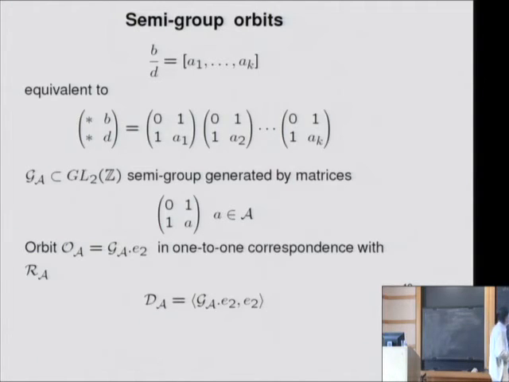So in any case, what is the relation with groups? Well, a way to generate the good fractions B over D is by taking products of SL2Z matrices of a special kind. So what you do is that you take an alphabet, which is 0, 1, 1, A, where A runs in the set. In our case, it would be A going from, say, 1 up to 50 or 51 or something. So you're taking the semigroup which is generated by these matrices, and you just project out the lower right corner.